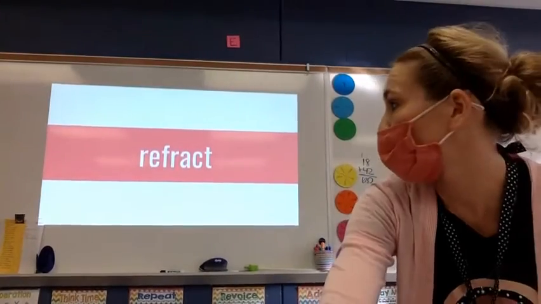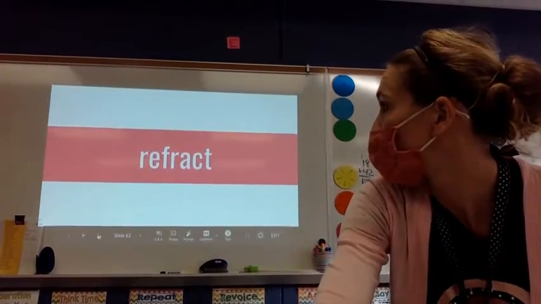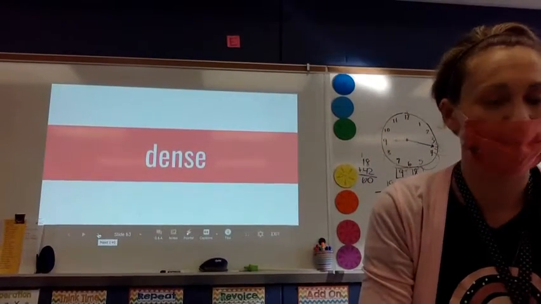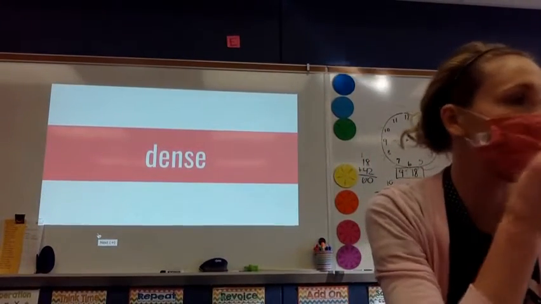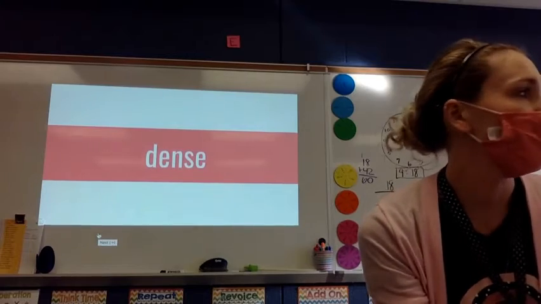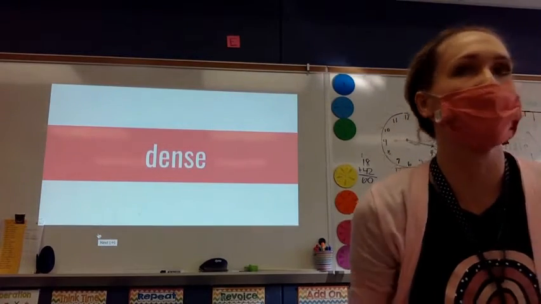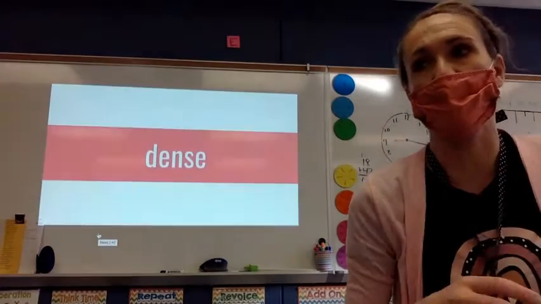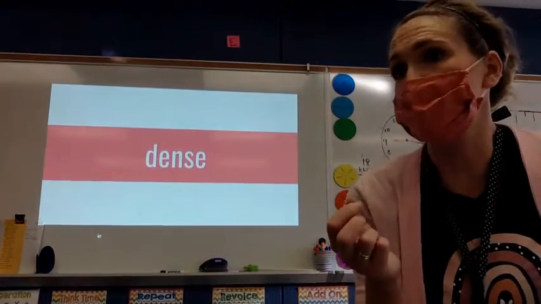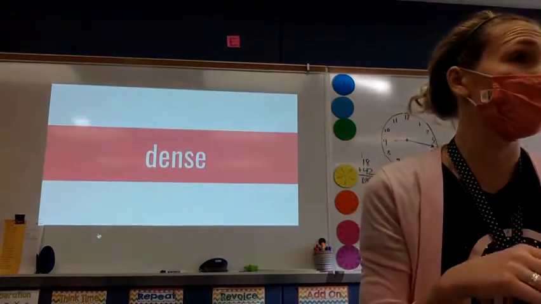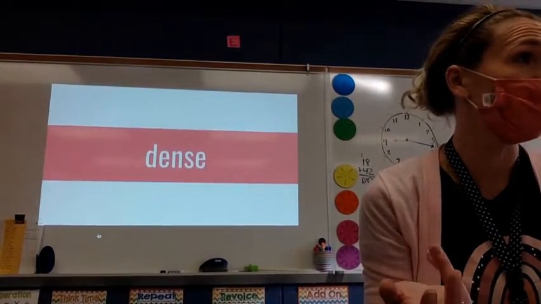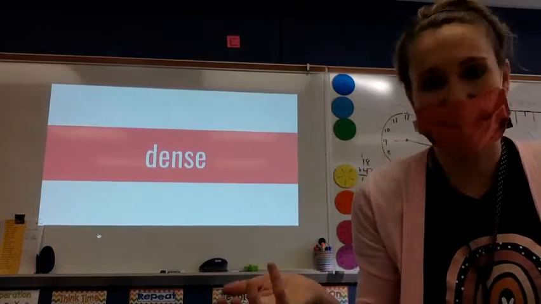Next up, we have the word dense. What's our word? Dense. If something is dense, it's thick or heavy. So when we think about the density of something, we think about something being thicker and heavier than something else. Water is not very dense. Like the syrup you might put on your waffles, is it thicker than water? So it is more dense than water.